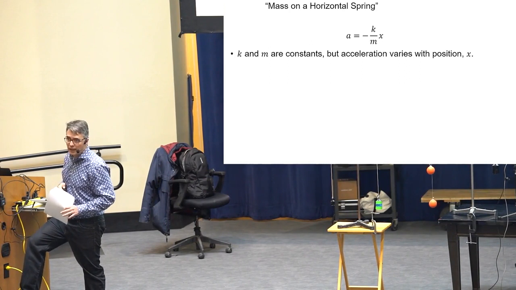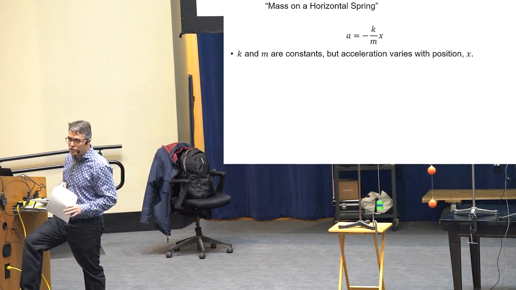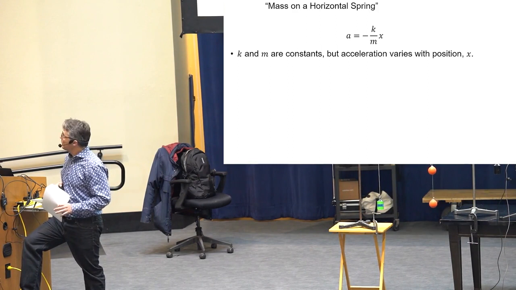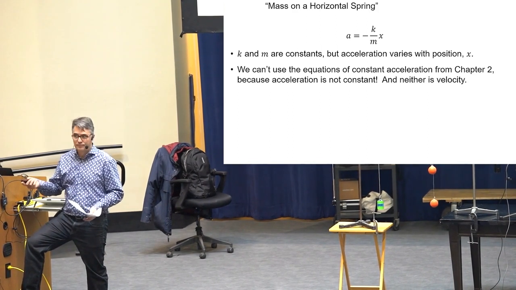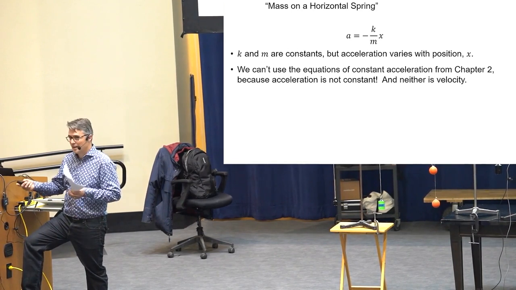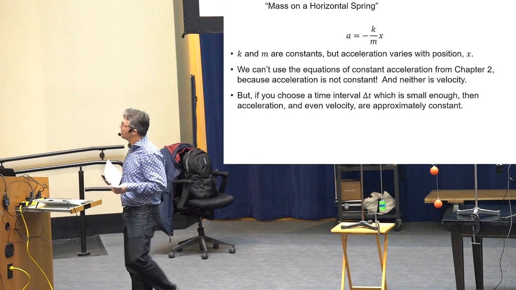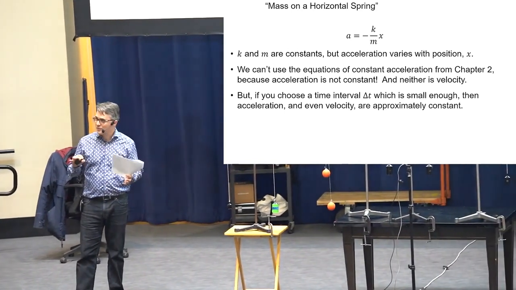That's what we're trying to solve today. And k and m are constants, but now acceleration is proportional to position. And that's not good, because position is obviously changing with time. And so velocity is going to change with time, and acceleration is going to change with time. So, desperate times call for desperate measures.